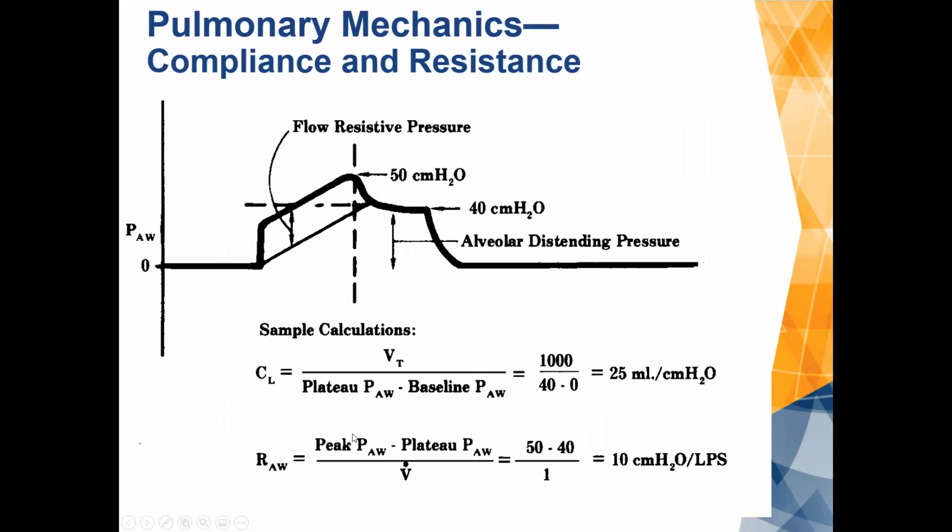This is just a depiction of the relationship. All the way on the left-hand side, you have your baseline pressure, and then you're coming up, and the resistive component is what I alluded to before. It's the difference between your peak, in this case 50 centimeters, and your plateau, which in this example is 40. You're also showing the alveolar distending pressure, your driving pressure, the difference between your plateau and your baseline PEEP. And then you have your sample calculations, delineating lung compliance versus the resistive component as well.